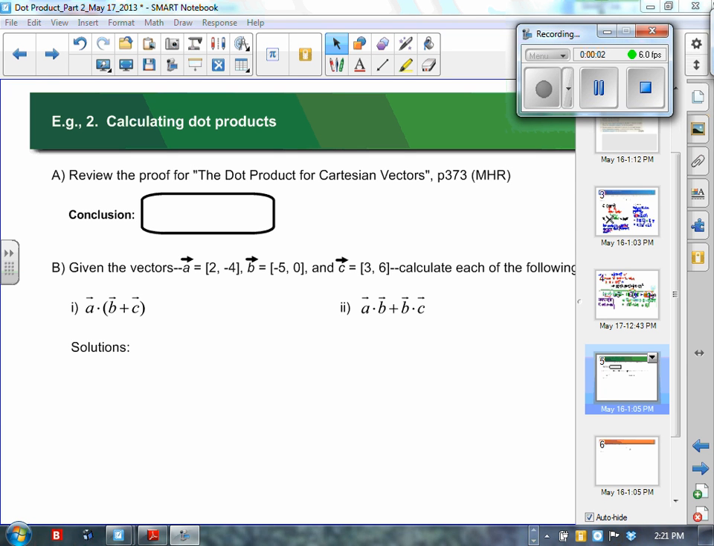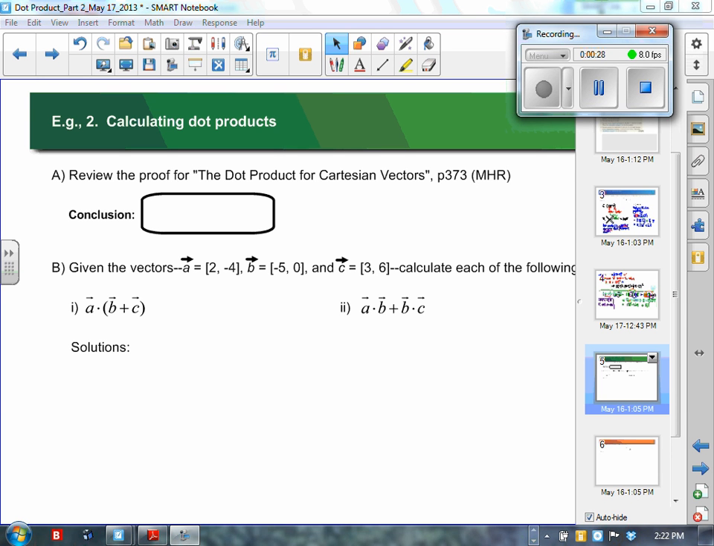Well, welcome back to part two of what could be. We're going to try not to make it a three-part series. We're going to try to make it a two-part one on the dot product. So we just finished up an example where we were applying the properties, specifically the distributive property for the dot product. Now we're going to get into the calculation of dot products.